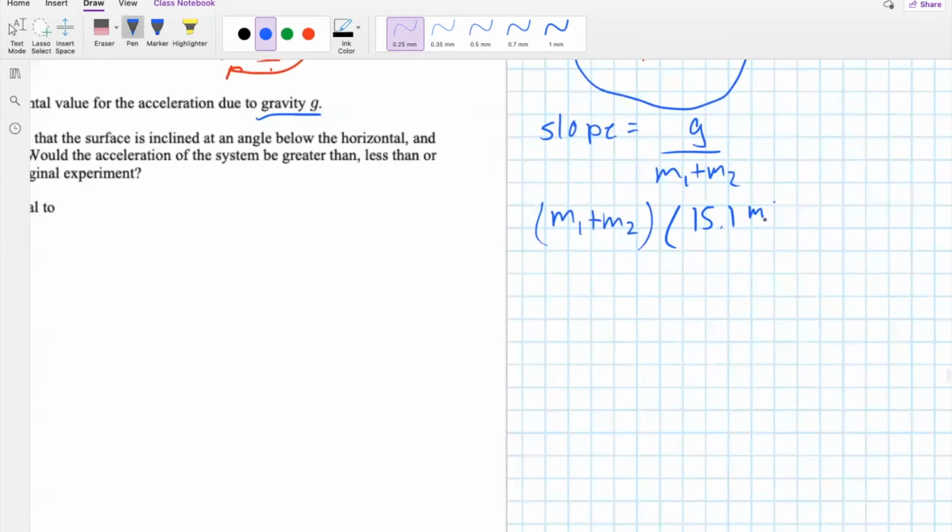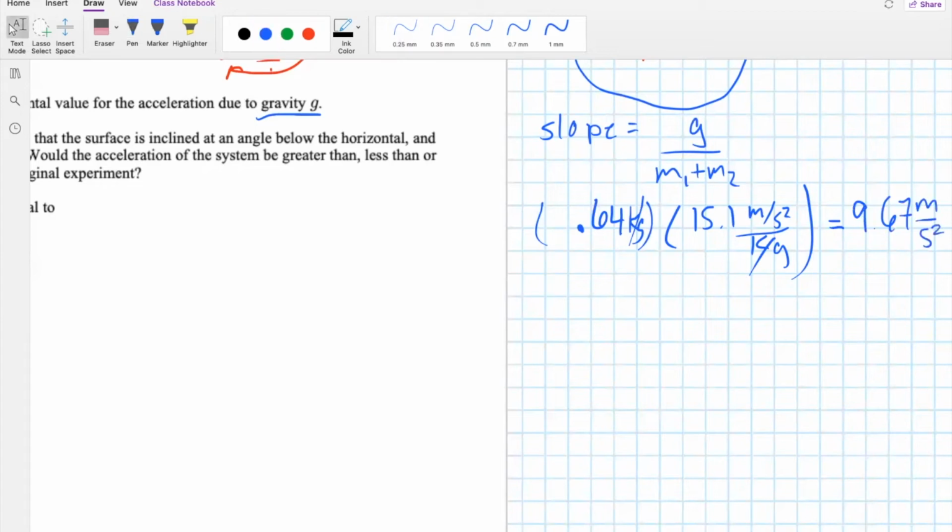15.1 meters per second squared per kilogram. And we were already told that the sum of mass 1 and mass 2 was held constant at 0.64 kilograms. So that cancels, that cancels. And essentially 2/3 of 15 is 10. And so using these values here, oops, made a mistake. We get approximately 9.67 meters per second squared.